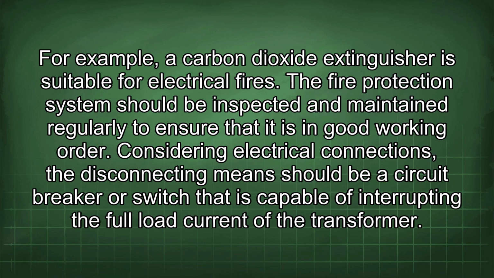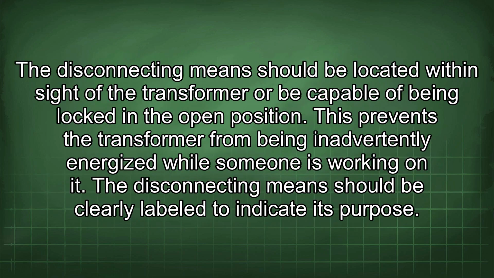Considering electrical connections, the disconnecting means should be a circuit breaker or switch that is capable of interrupting the full load current of the transformer. The disconnecting means should be located within sight of the transformer or be capable of being locked in the open position. This prevents the transformer from being inadvertently energized while someone is working on it. The disconnecting means should be clearly labeled to indicate its purpose.